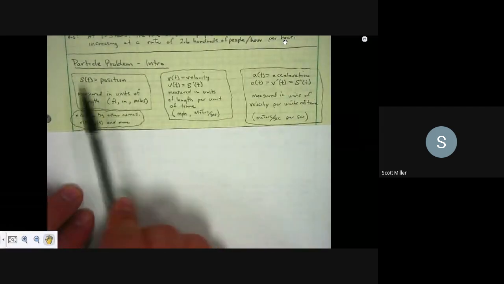They use different function names a lot of times, but we have our original function is the position function. Sometimes they'll use x of t if it's going to be a particle on the x-axis only. Sometimes they'll use y of t. They can use any letter they want. These are the most common letters that are used: s, x, and y. They use the y of t if the particle is going up and down the y-axis, x of t if it's on the x-axis, s of t in general. But again, they can use any function name that they want. It is a position. It is measured in units of length, feet, inches, miles, whatever the case may be, meters.